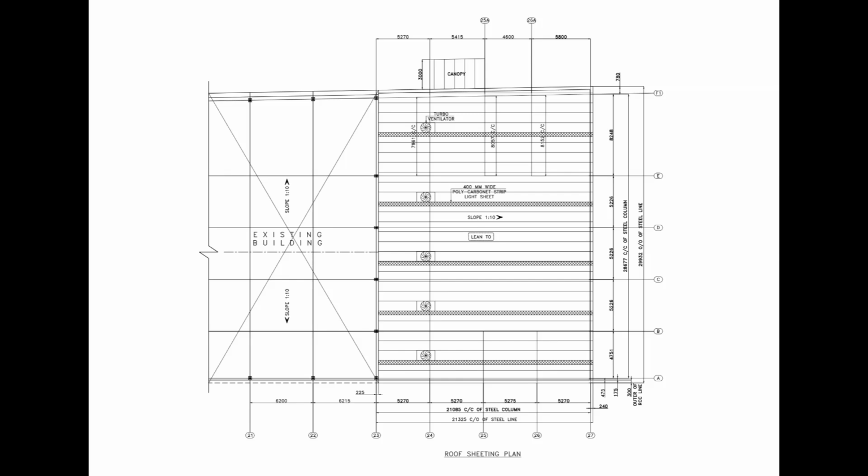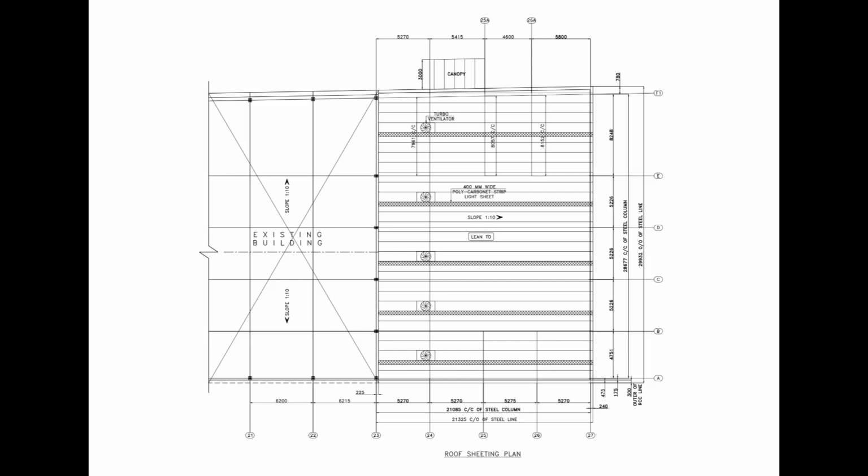The roof sheeting follows the 1:10 slope toward the drainage side. Several turbo ventilators are shown across the roof area. The drawing also identifies 400 mm wide polycarbonate strip light sheets, which allow natural daylight to enter the building. The canopy area is also shown at the upper side of the plan.